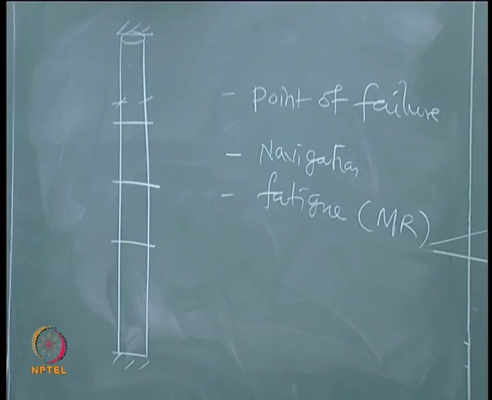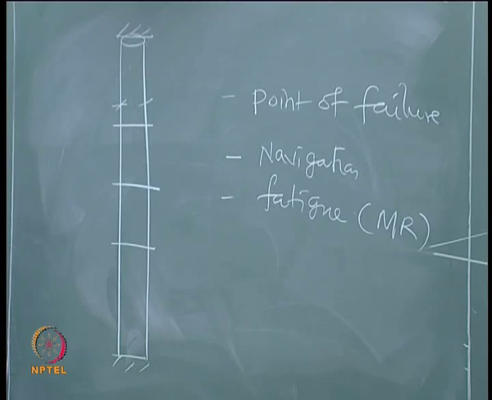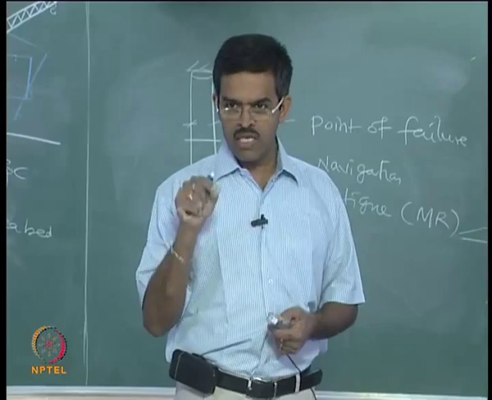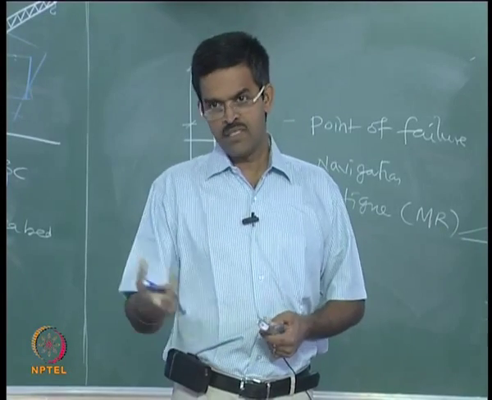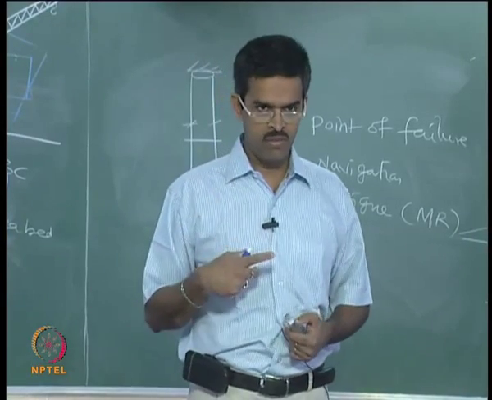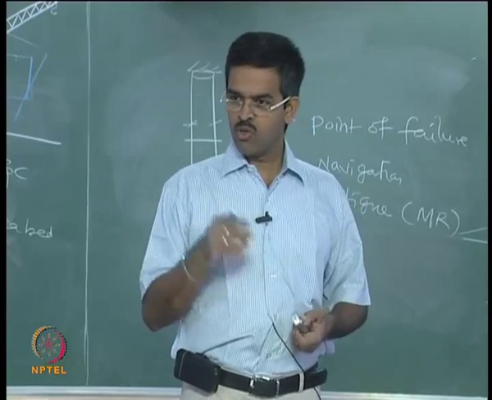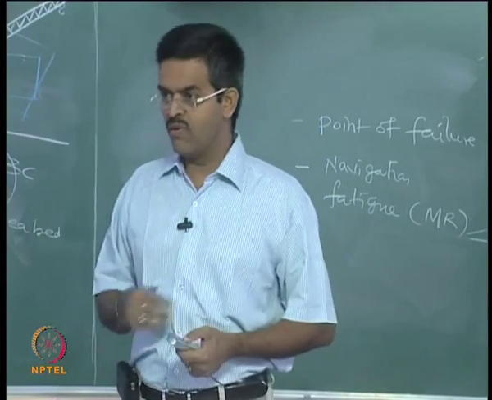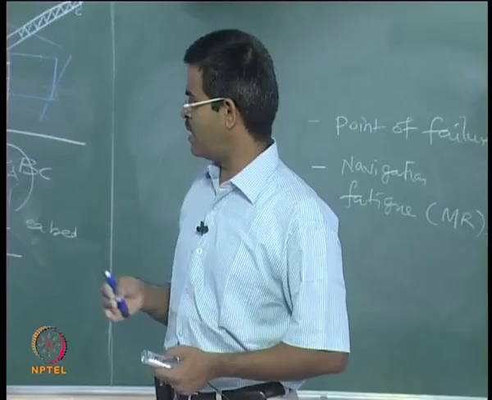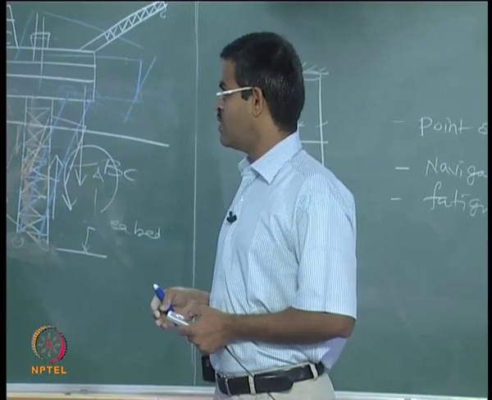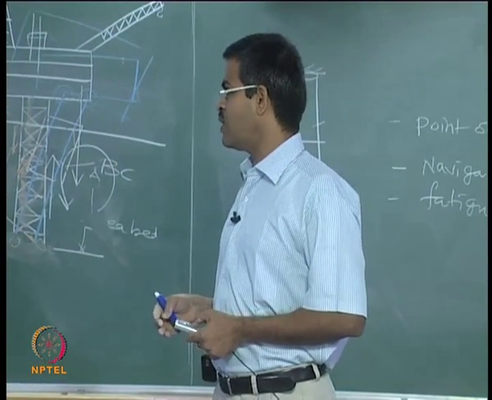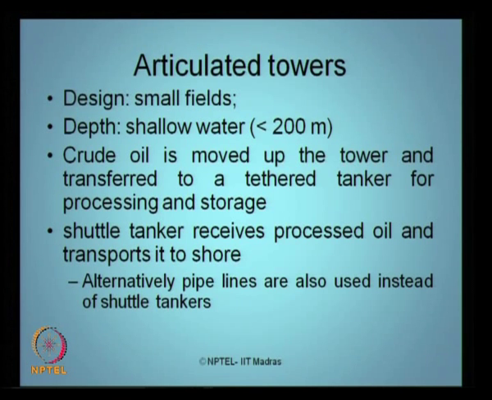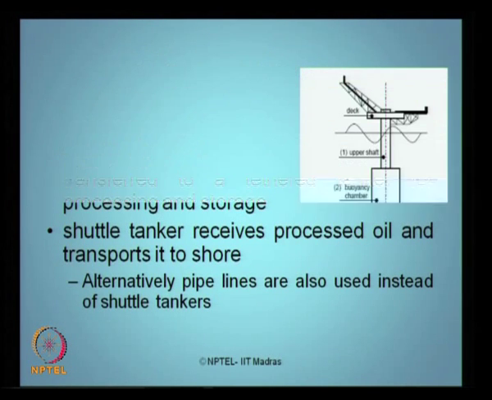The next type of platform is a tower with articulation, nothing but a deliberately introduced hinge or a pin at a desired location. It can be anywhere you want. Mondays can be at the bottom, Tuesdays can be at the top also, okay, anywhere you want. It is a form designed by engineers. So, these towers are meant for small fields, shallow waters. Essentially the buoyant chambers are used for storing crude oil.